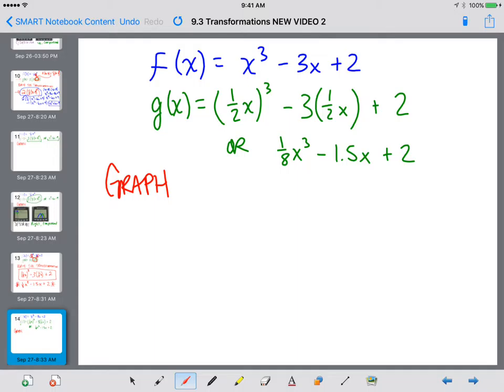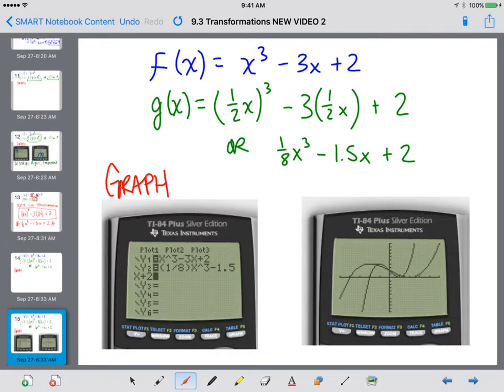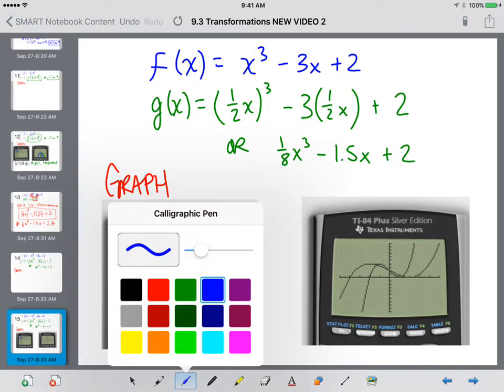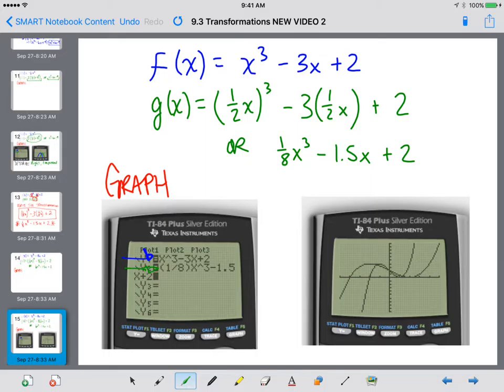So again, we're plugging in x cubed minus 3x plus 2, f of x. Plugging in g of x, either one works. Pause the video now to type it into your calculator. You look, we have y1 is in blue. G of x is going to be our y2. And I plugged in using the simplified form. So again, either way works. If you're afraid about the simplified form, just leave it in the original form.